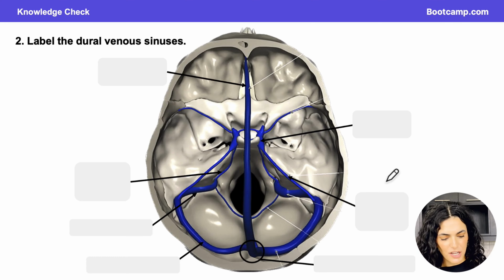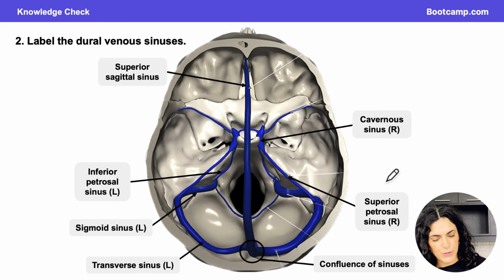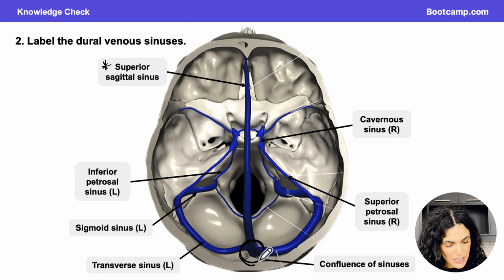So for this question here, we've already looked at this image. So we have the superior sagittal sinus superiorly forming the confluence of sinuses posteriorly. We then have extending off again those confluence of sinuses, the transverse sinuses forming the sigmoid sinuses, right? The S shape that we're seeing here.